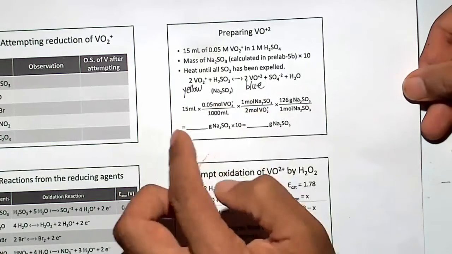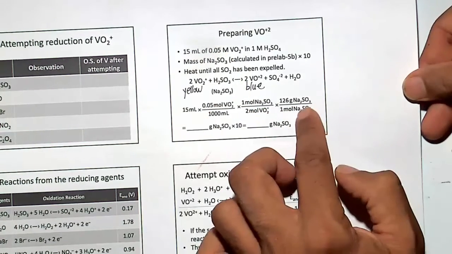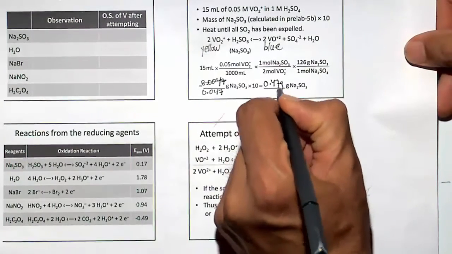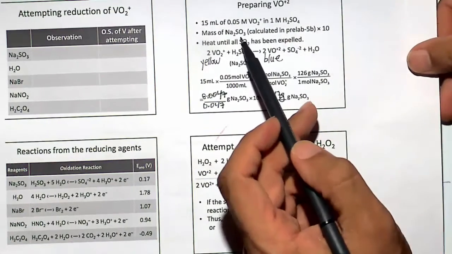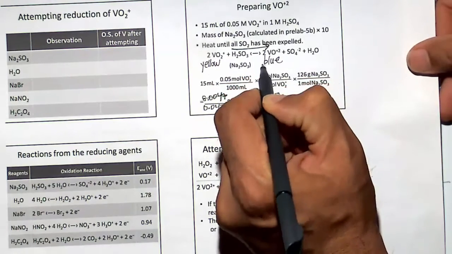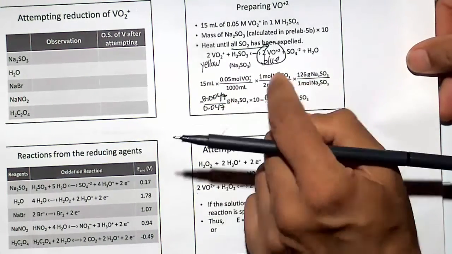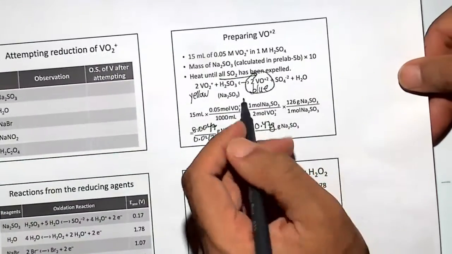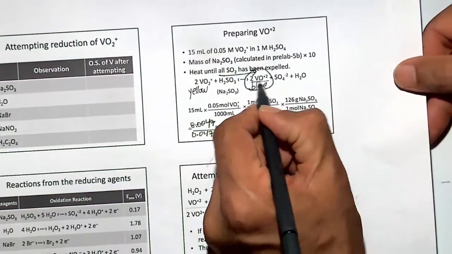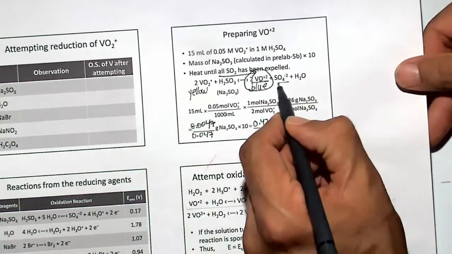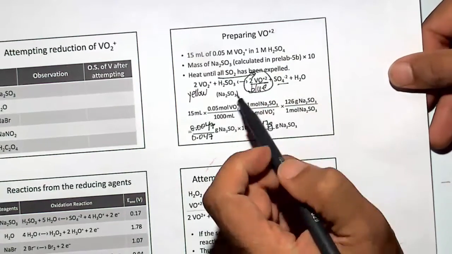So 15 mLs of the 0.05 molar, following the stoichiometry here, and then a 10-fold excess will make it 0.47 grams. Adding a whole bunch of the sodium sulfite will make sure that this reaction moves towards the VO2+, giving you the blue, so that you can test the blue to yellow transition with all these different types of chemicals. Adding an excess is totally okay because according to Le Chatelier's, it's going to shift it to more of the products. We want to get rid of any of the excess sulfite or any of the excess SO2 gas through some heating.